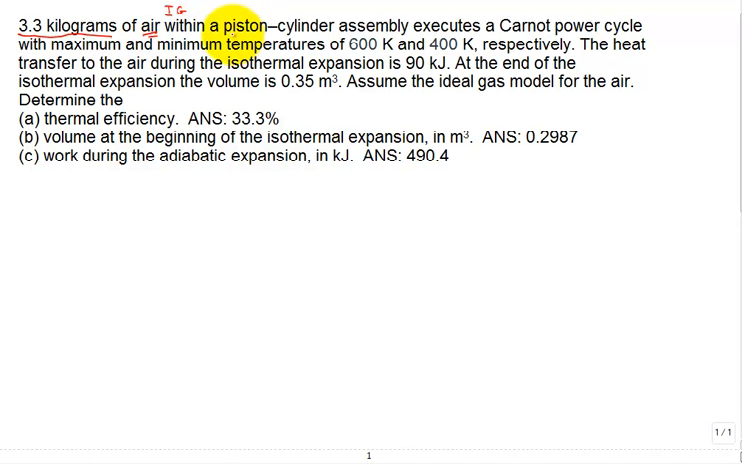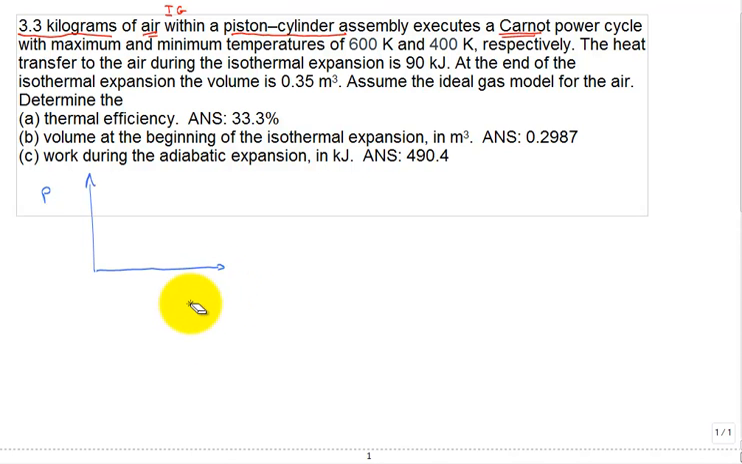It's contained in a piston cylinder assembly and executes a Carnot power cycle. Right, there's a lot of meaning in these words. Basically, the Carnot power cycle, where you have air in a piston cylinder assembly. I'm only reviewing this. You should have already studied it, so I'm going to go a little fast on this. You can sketch it on a PV diagram. This can be specific volume or total volume, either way.